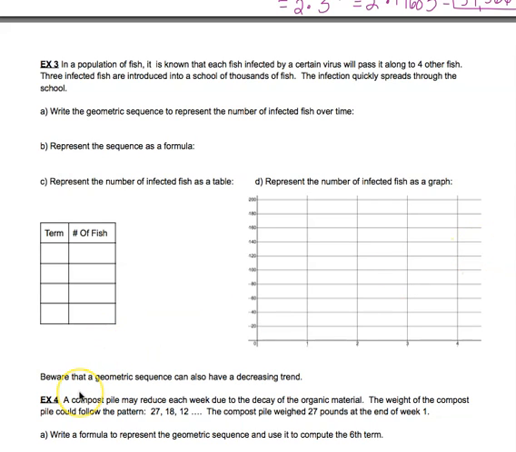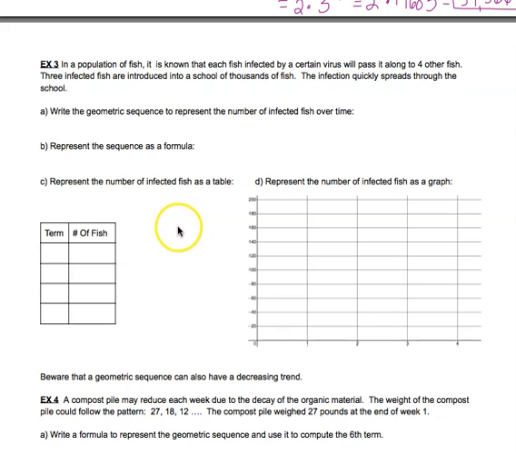All right, example 3, application to a real-life situation. In a population of fish, it is known that each fish infected by a certain virus will pass along to 4 other fish. 3 infected fish are introduced into a school of thousands of fish. The infection quickly spreads through the school of fish. Write the geometric sequence to represent the number of infected fish over time.